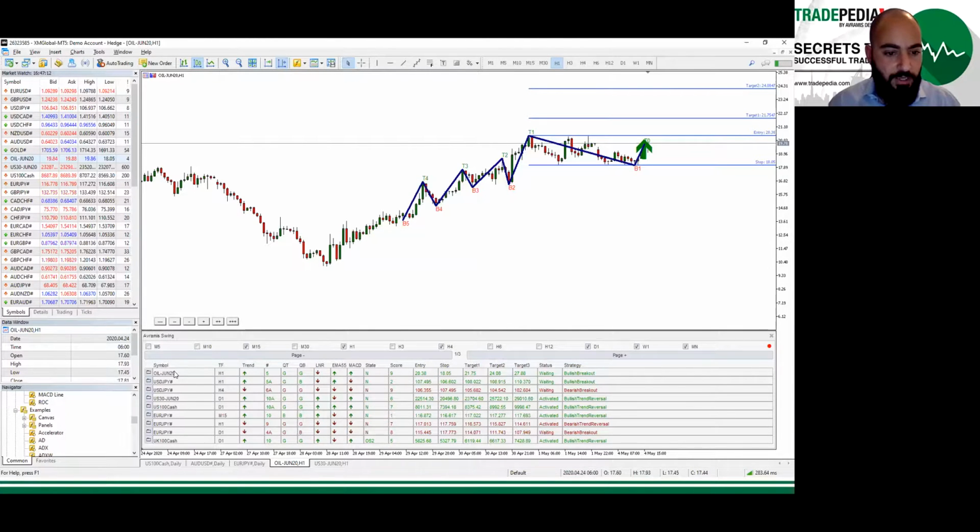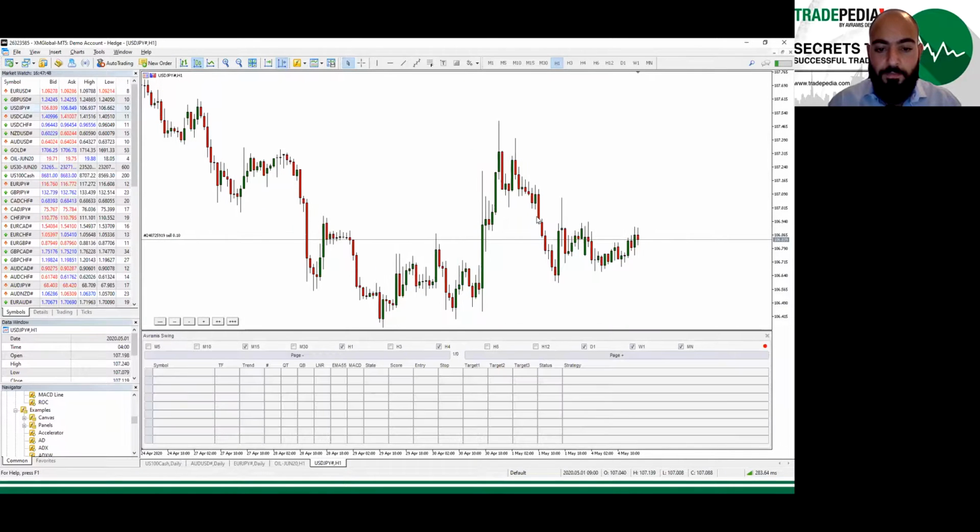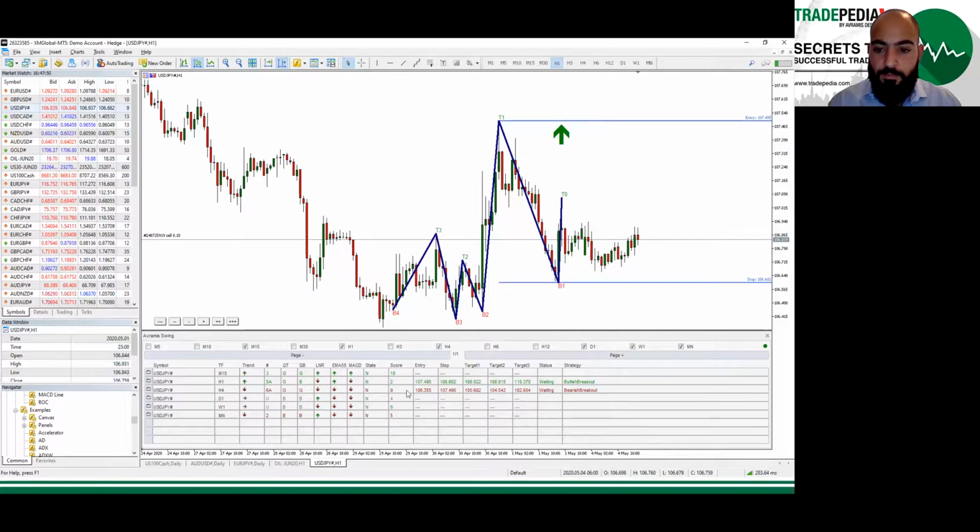So it is showing me the oil on the 1 hour. It is waiting so I can place the order. It is showing me a trade on the dollar yen on the 1 hour, but the score is 2. So maybe you decide not to trade it. I have another trade which is better on the 4 hours with a score of 9 on the dollar yen, which is also waiting. I can go and check it, open a new chart, drag and drop the dollar yen on it.